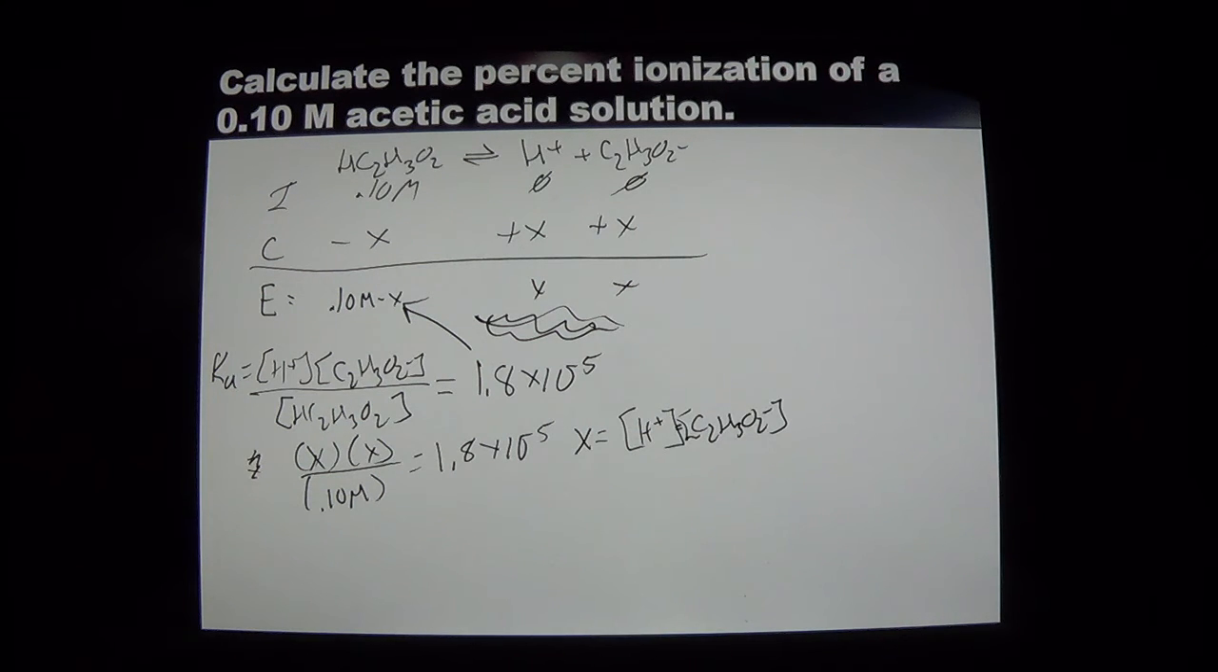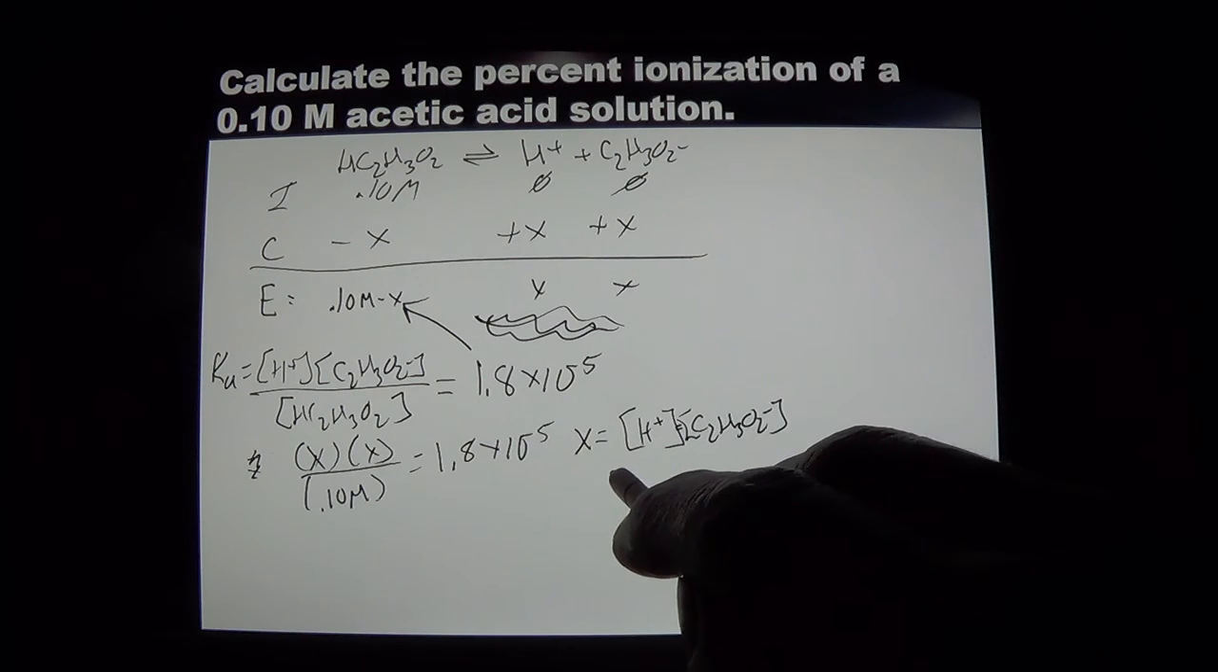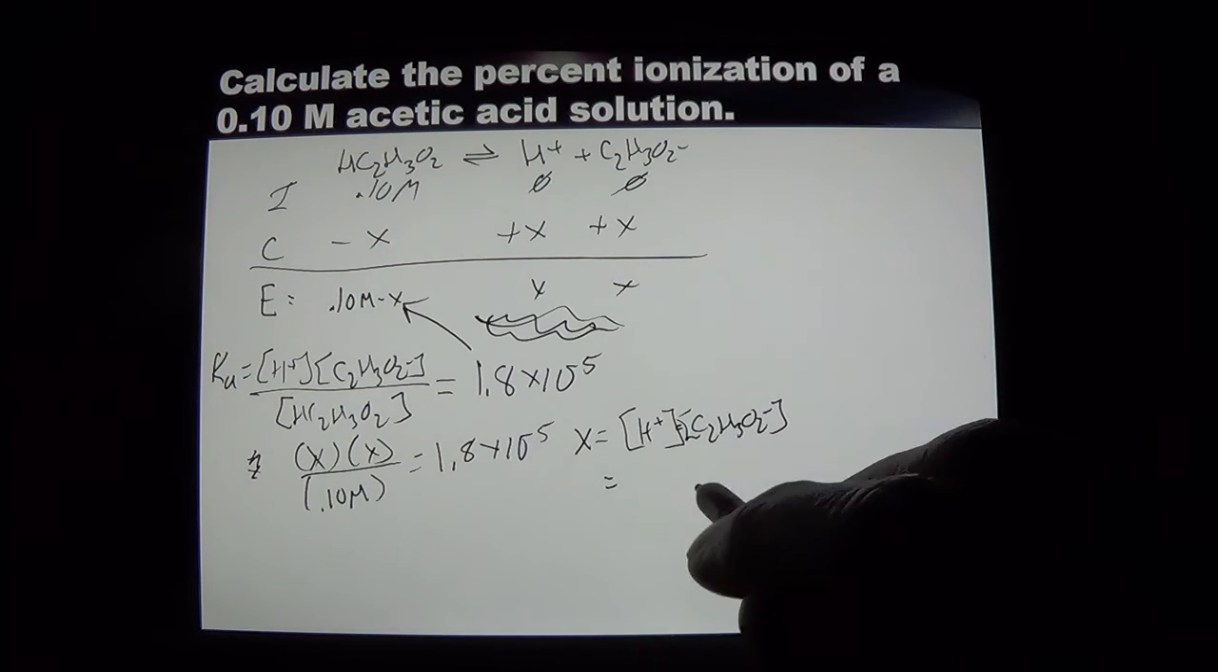Okay, so now again, oh so much fun with the calculator time. So 1.8 times 10 to the minus 5 times 0.1, and then I'm going to square root that or raise it to the 1/2 power. Either way works. Okay, and I hope you're following along on your calculator too.